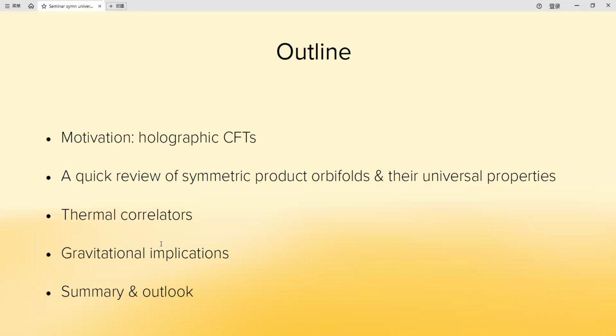So here's the outline of the talk. I'll start by motivating the topic from the point of view of holographic CFTs. Then I'll quickly discuss symmetric product orbifolds and their universal properties. Then we'll get to the meat of the talk and talk about thermal correlators in this class of theories. And I'll finish by discussing gravitational implications and future directions.